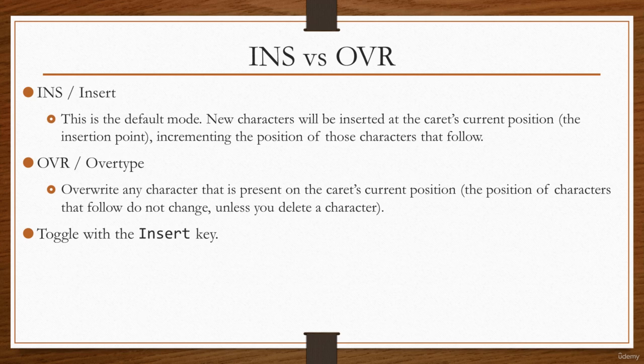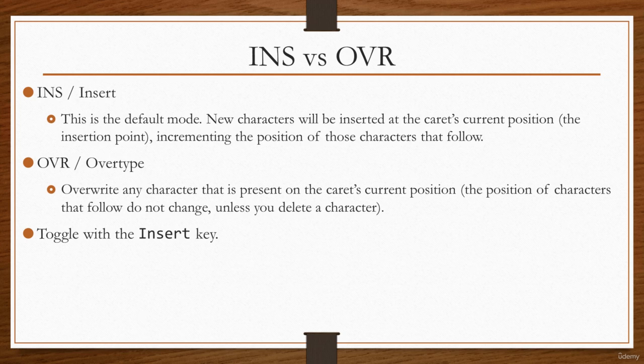So by default, we typically use the insert mode, okay? New characters will be inserted at the caret's current position, which is also known as the insert point, incrementing the position of those characters that follow. So all of those characters that follow will move one position to the right, basically. And then we also have the overtype or the overwrite mode, which will overwrite any character that is present on the caret's current position. Now, of course, the position of the characters that follow do not change unless you go and delete a character. And you toggle between these modes using that insert key.